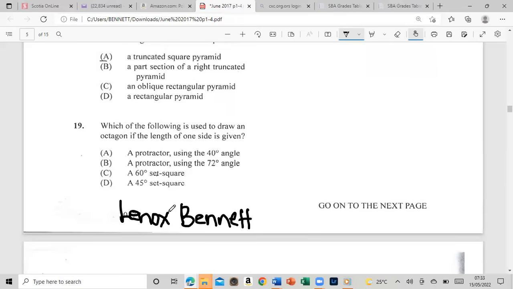Let's move on to number 19. Item 19, which of the following is used to draw an octagon if the length of one side is given? A, a protractor using a 40 degree angle. B, a protractor using a 72 degree angle. C, a 60 set square. Or D, a 45 set square?